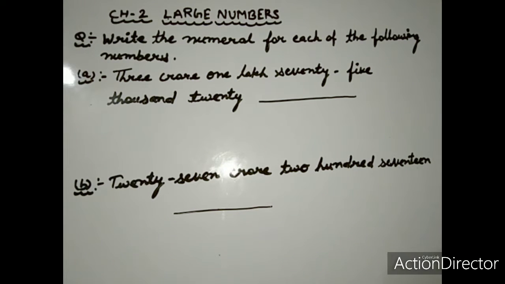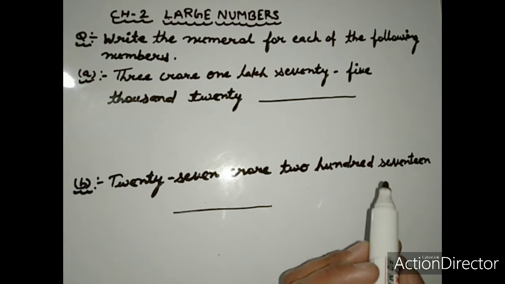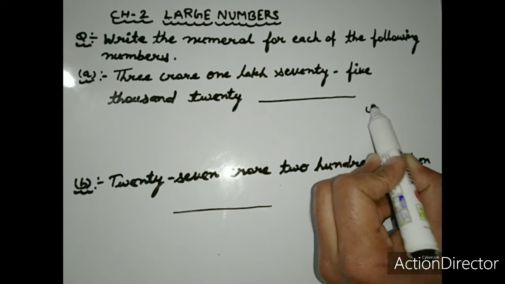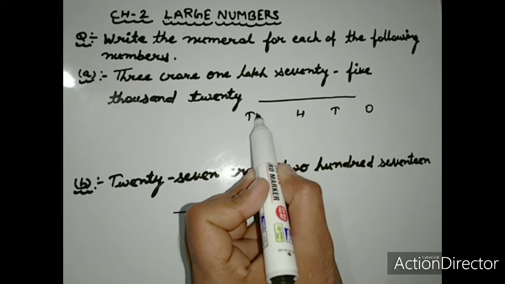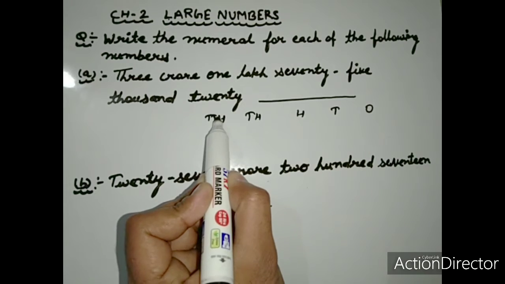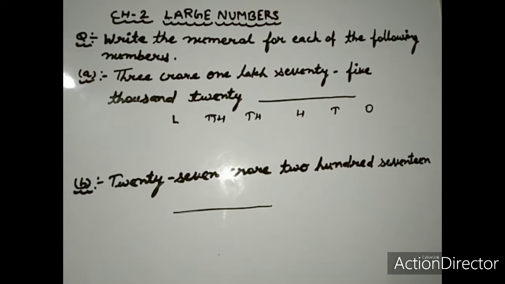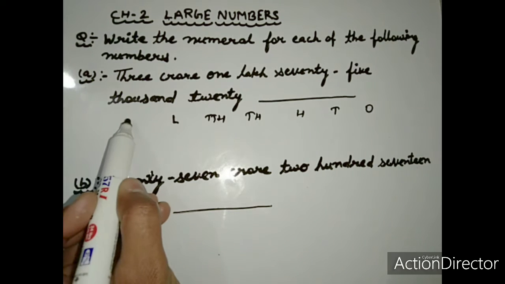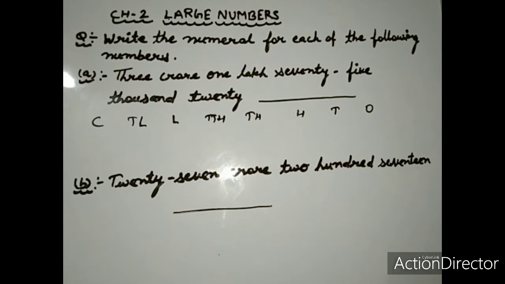So now, first we write the place values, ones to crore. Here we write ones, tens, hundred, thousand, 10,000, lakh, 10 lakh, crore. We write these numbers according to their places.